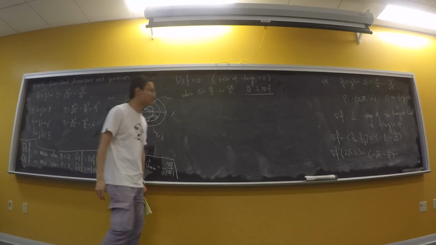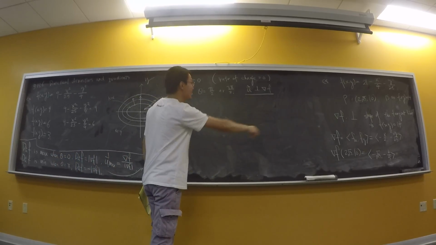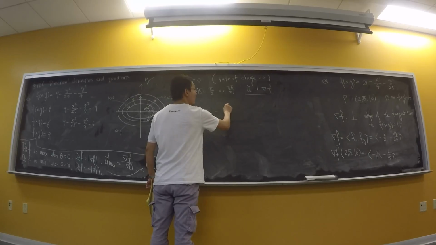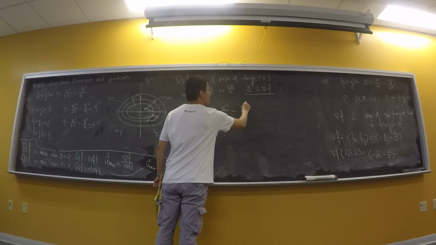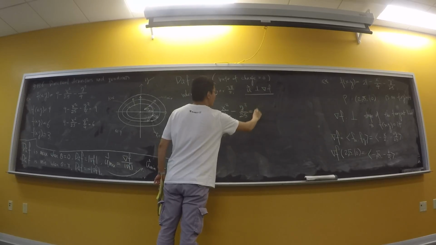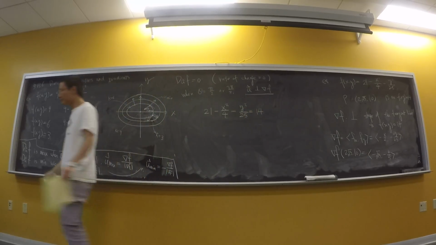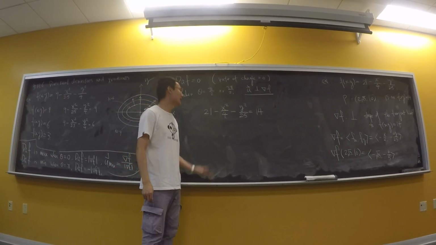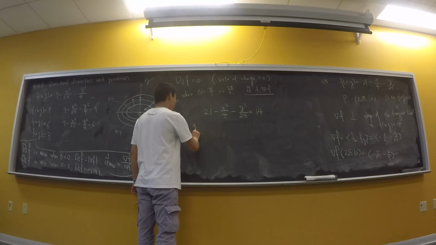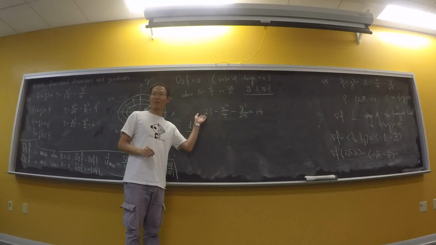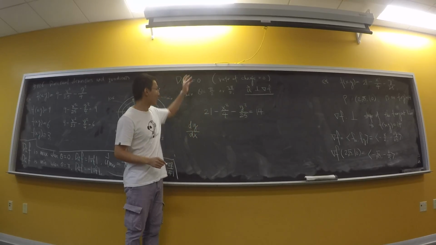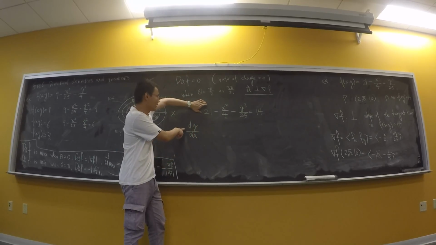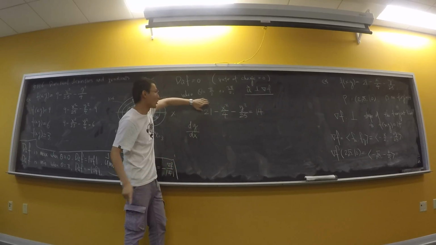little bit of effort here. First of all, that equation is saying 21 minus x squared divided by 4 minus y squared divided by 25 is equal to 14. All right? I want to compute the slope of the tangent line. In other words, I want to compute dy/dx according to this equation. Sounds familiar? I want to compute the derivative dy over dx according to implicit function.